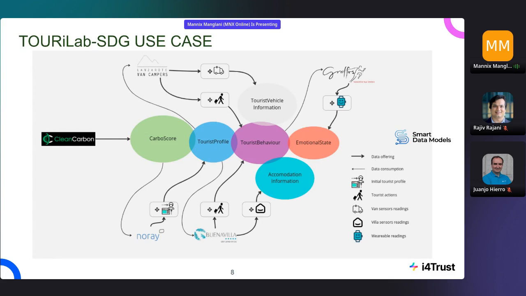So more or less, it's what we want to do. We want to promote sustainable tourism, and we think that the best way to do it is to have an interoperable data sharing system for that.